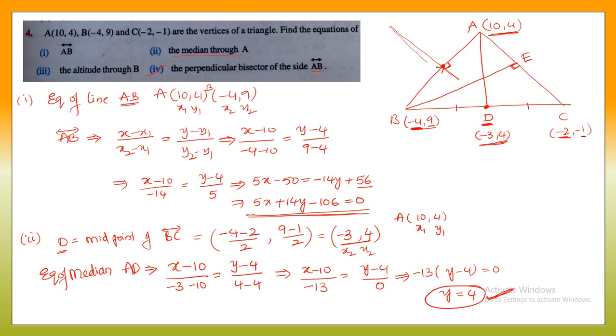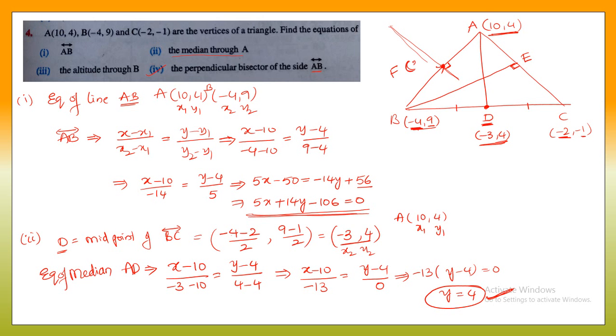So how to find the midpoint of AB? Already we know it is the average of the x coordinates and y coordinates. So what is the midpoint of AB? Let us suppose this point as F. Then how can I write this? So 10 minus 4. So 10 minus 4 is 6.